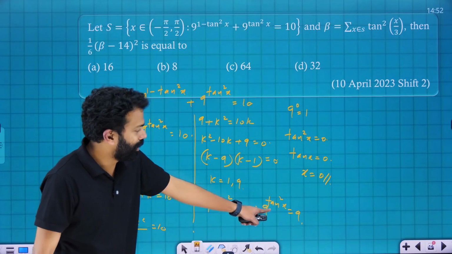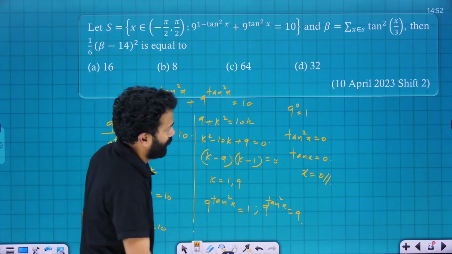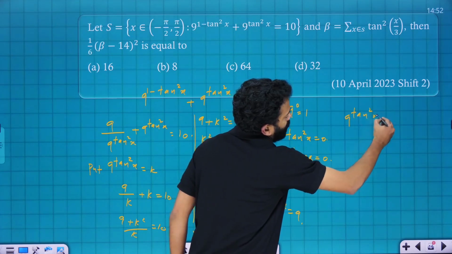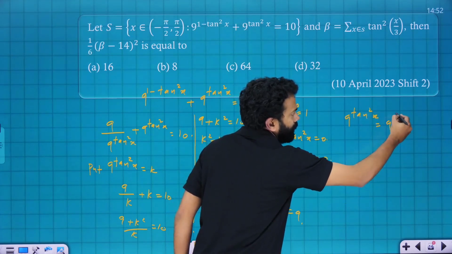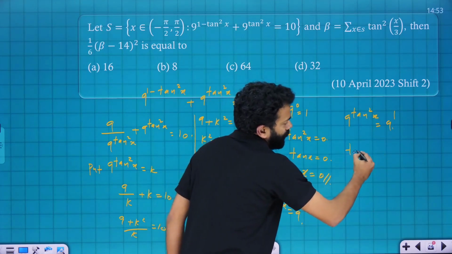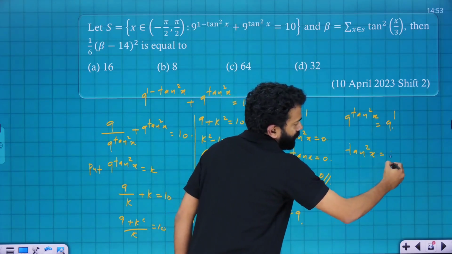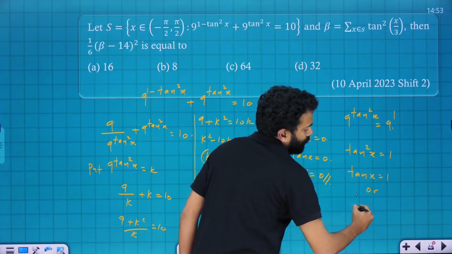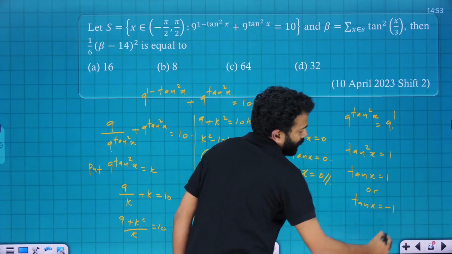Next one, 9 raised to tan square x is equal to 9. And 9 can be written as 9 raised to 1. Now it's easy. The base is the same. Therefore, we can equate the powers. Tan square x is equal to 1. That is tan x is equal to 1, or tan x is equal to minus 1.